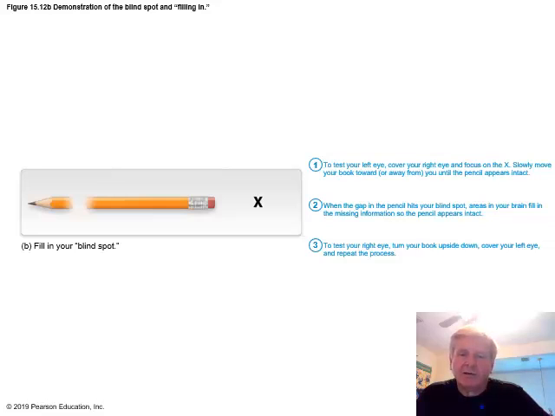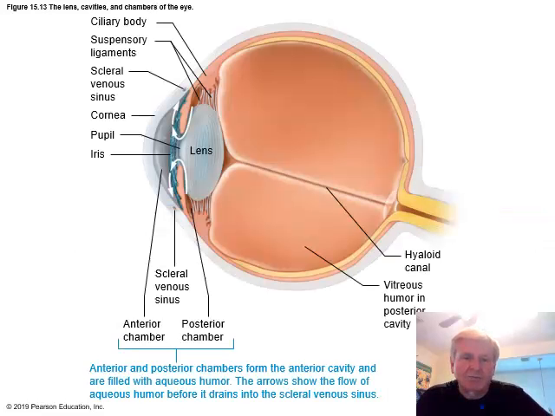Same thing here. You're filling in your blind spot with this exercise. Test your left eye, you cover your right eye, and you focus on the X. You slowly move your book toward you until the pencil appears intact. When the gap in the pencil hits your blind spot, those areas in your brain will then fill in the missing information and the pencil will appear intact. You do the same thing to test your right eye. Turn your book over, upside down, cover your left eye, and repeat the process.